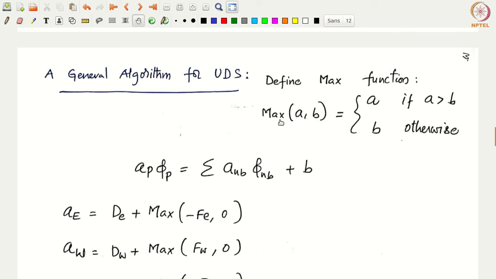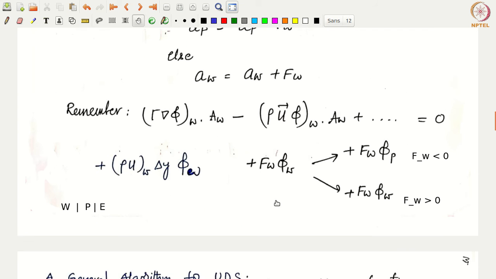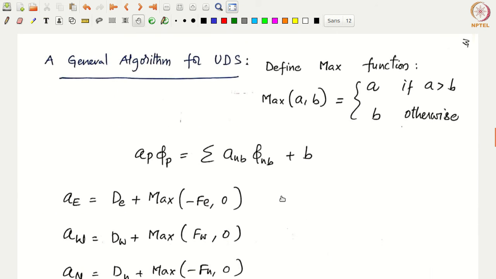Now this can be a very good tool to compactly write the Upwind difference scheme rather than writing so many if-else statements. Instead of writing so many if-else statements, we can write a very compact method for the Upwind difference scheme using this max function. Alright, I'm going to tell you what it is, and then you have to verify whether it is correct or not.